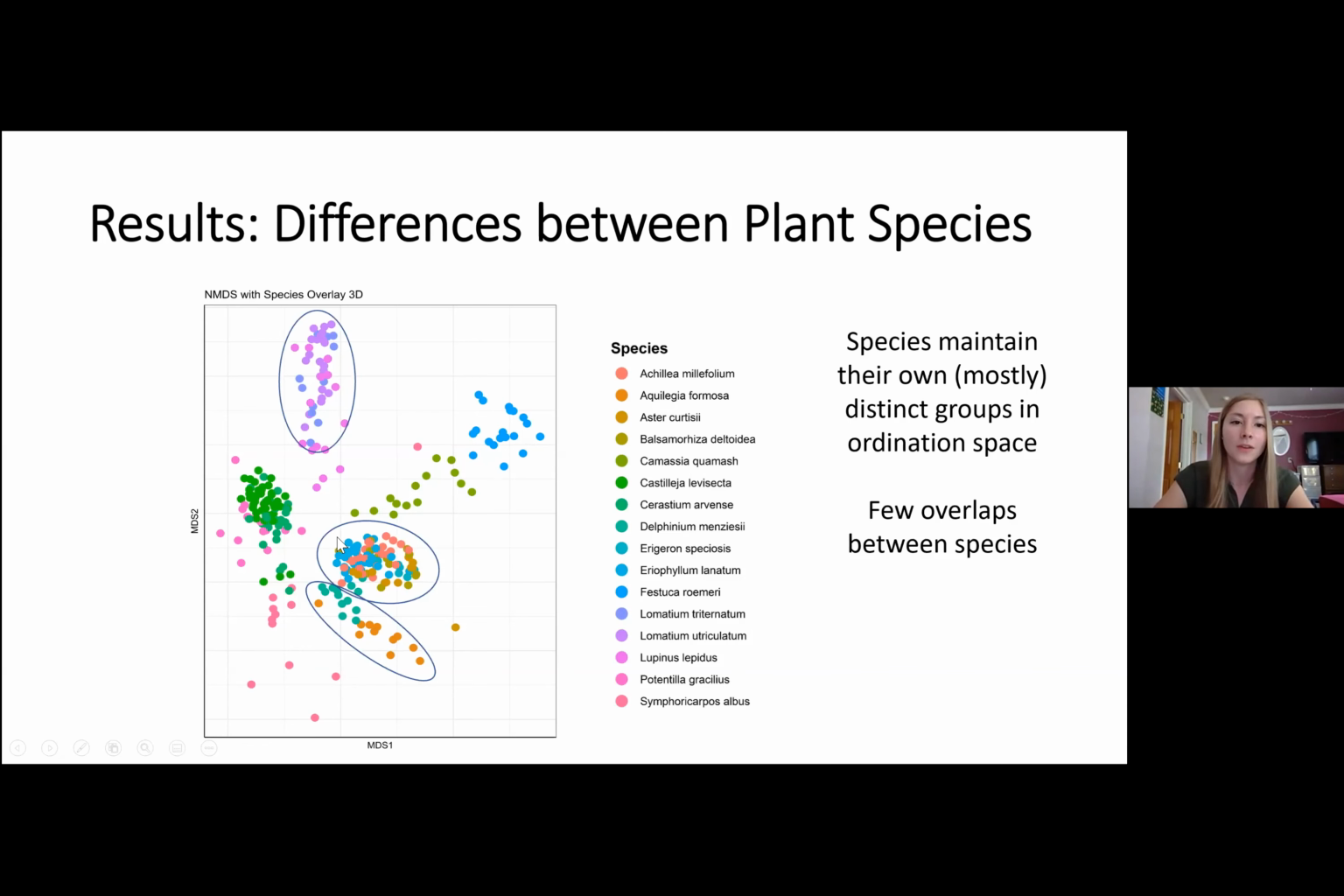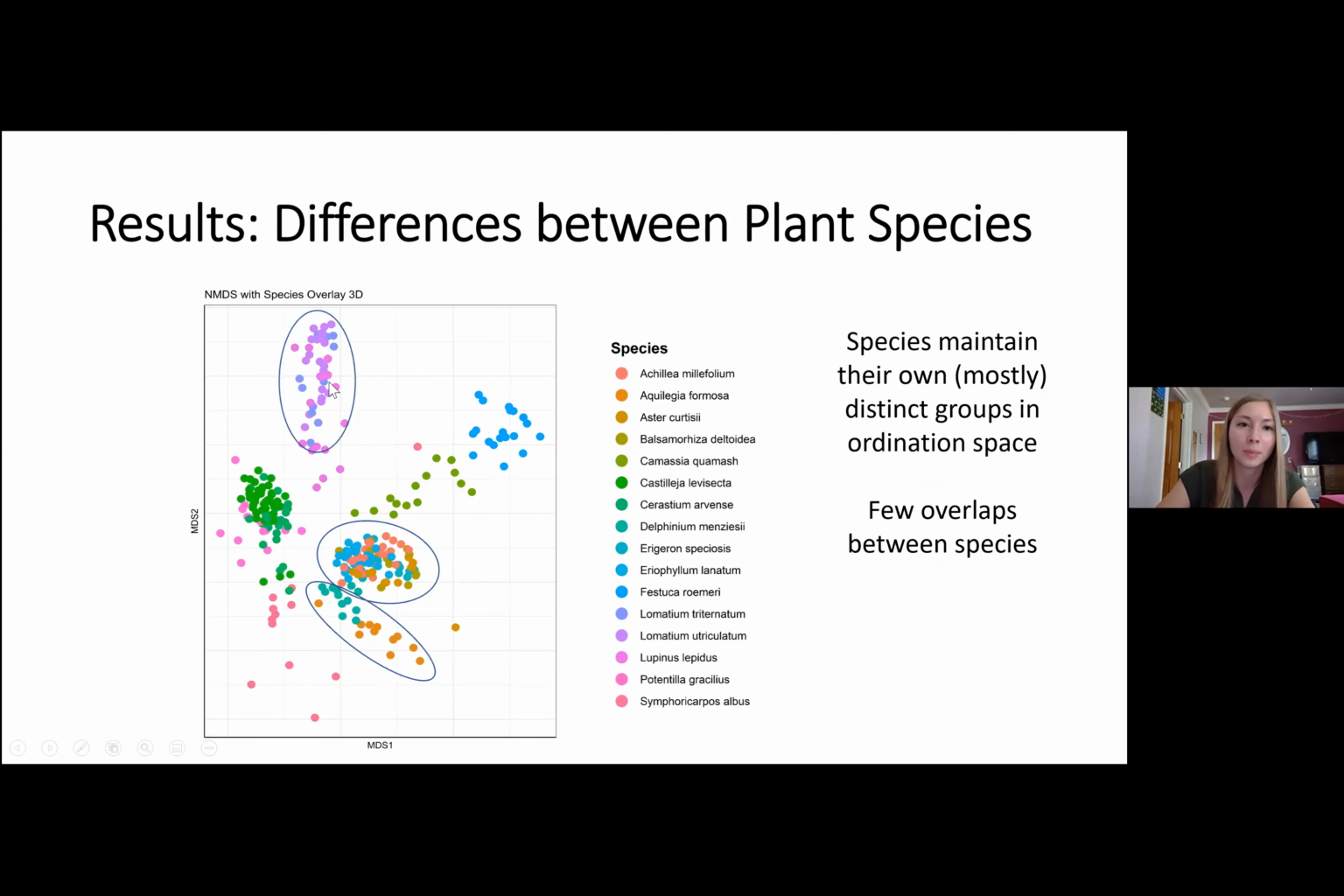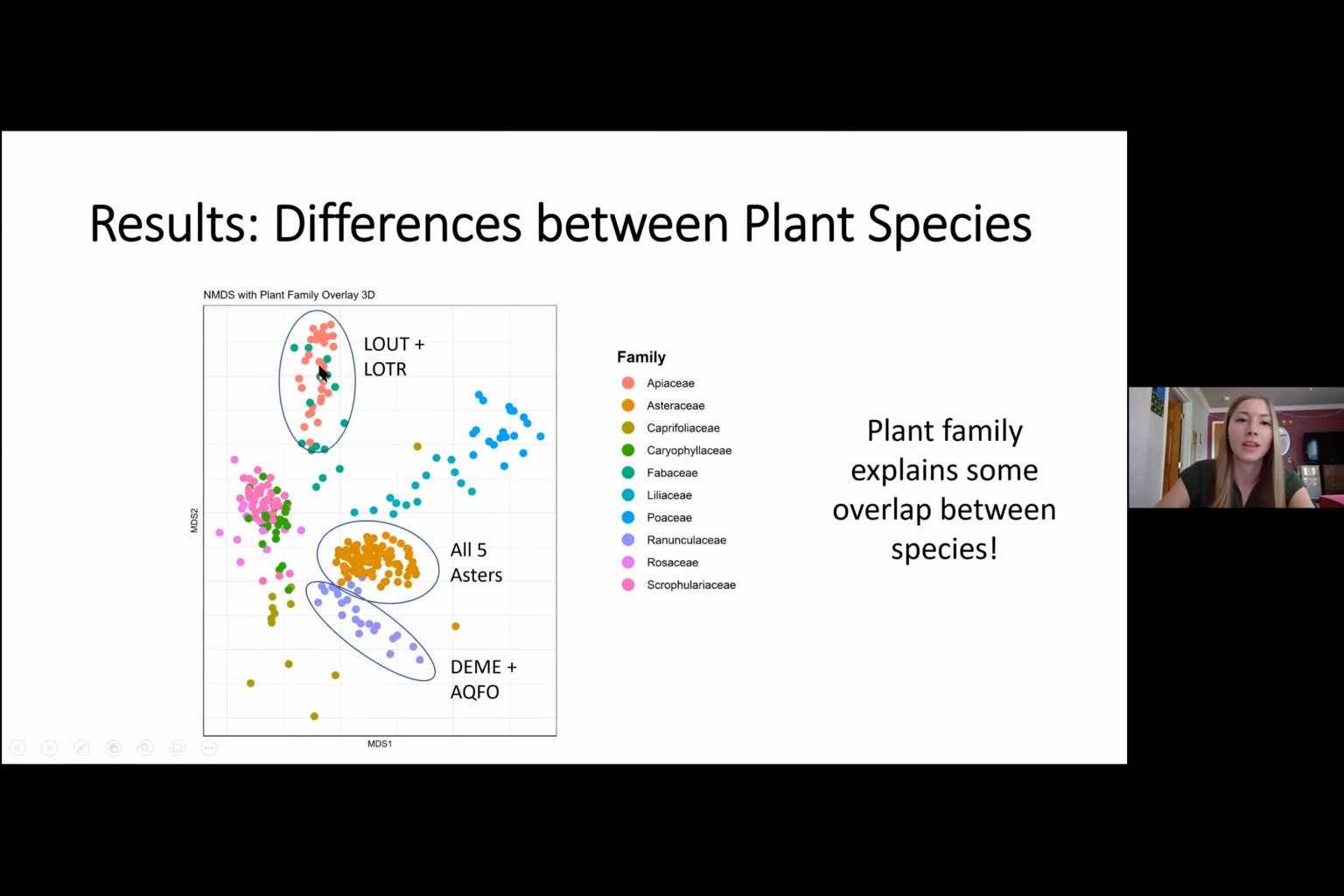So if you take these groups, and instead of looking at the species level, you look at the family level, you see that many of the differences in these clusters all sort of conglomerate into one large color. So let's take Lout and Loader, for example. Remember, these plants had very similar bacterial OTU compositions, and you can see in this graph of purples and blues, they all become one large cluster.